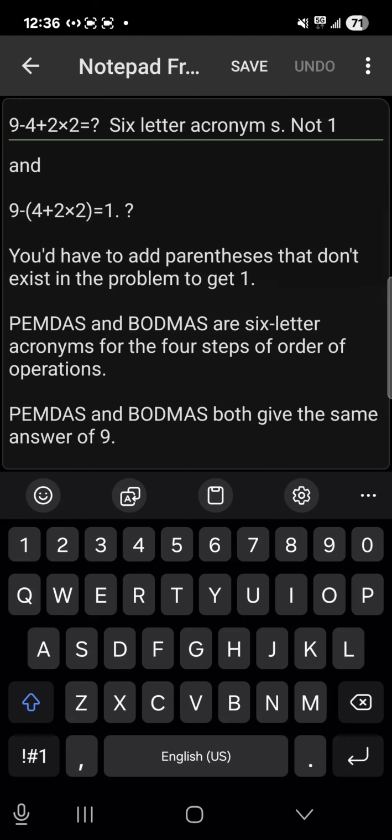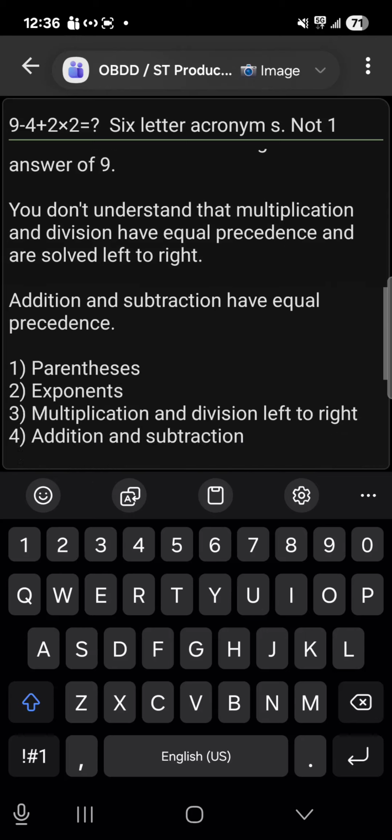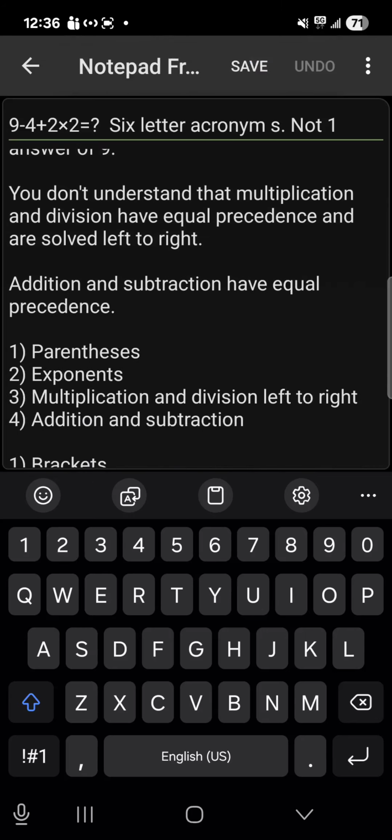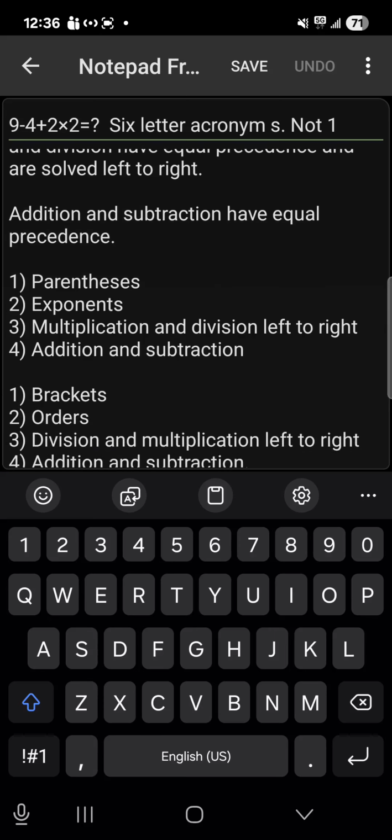And the argument that people keep making is they say, well, you do addition before subtraction. It doesn't matter what order that you add and subtract. Addition and subtraction are equal. PEMDAS and BODMAS, those are 6-letter acronyms, but they're for the 4 steps of the order of operations. PEMDAS and BODMAS both give you the same answer of 9. And a lot of people, they just don't understand that multiplication and division have equal precedence, and they're solved left to right. Addition and subtraction also have equal precedence. If you look at something like PEMDAS, it's a 4-step process. It's not a 6-letter checklist, and that's where people get really confused about this stuff.